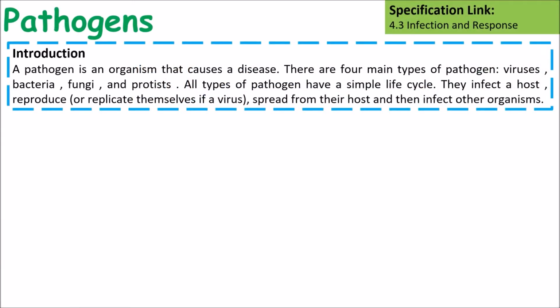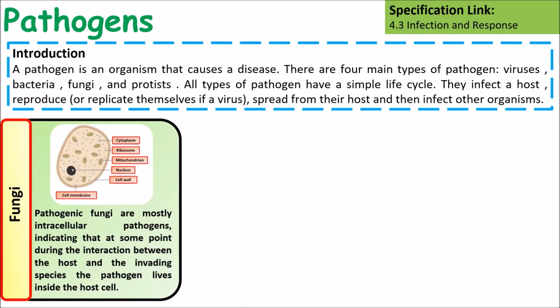So, a pathogen is a microorganism which is disease causing. The four main types are viruses, bacteria, fungi and protists. So fungi can be single-celled organisms. They cause things like athlete's foot.